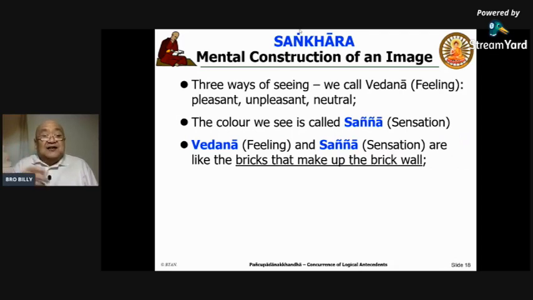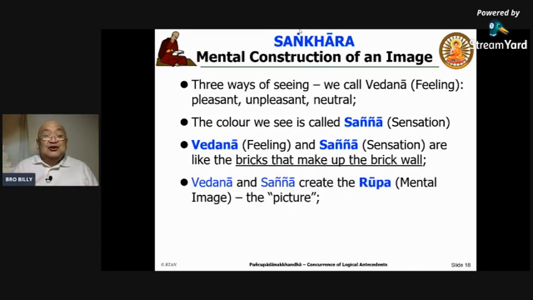And so we have Saññā, Vedana, and they are like bricks that make up a brick wall. That's what Bhante was saying. So it's really like, I would call it a jigsaw puzzle. Bhante calls it bricks to make up the brick wall. I call it a jigsaw puzzle, right? So it's really referring to the same thing, building up bits and pieces to build up the big picture.